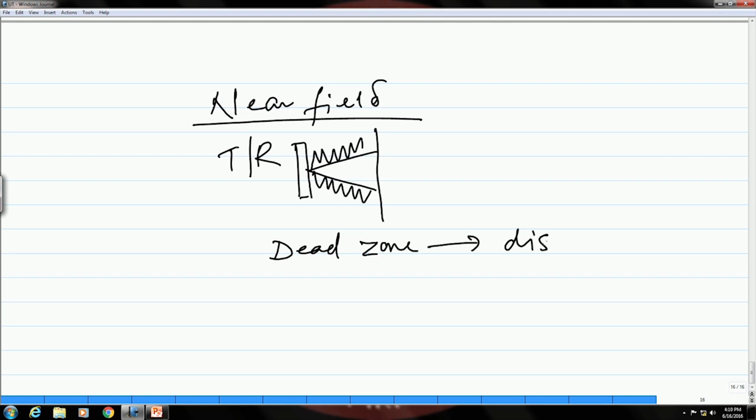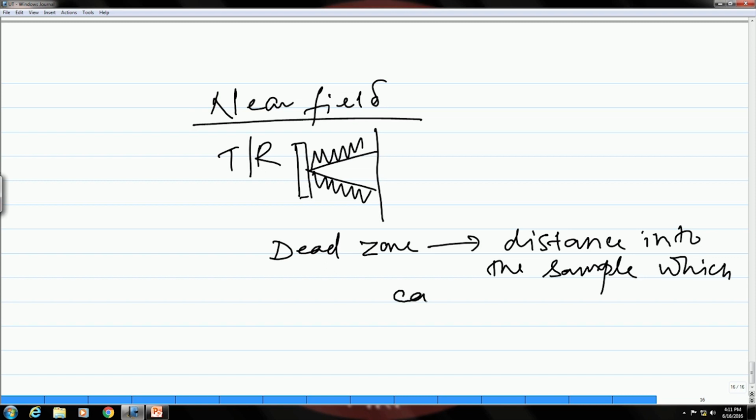So, this is a distance into the sample which cannot be inspected due to the near field fluctuations.